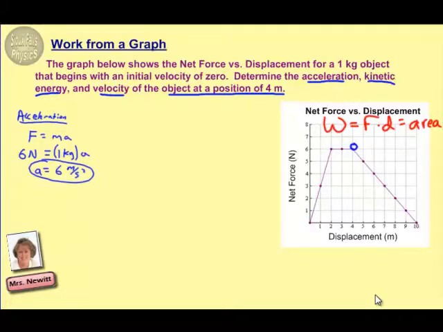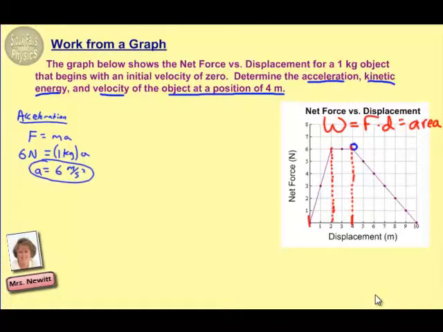So if we are looking here at a distance of 4 meters, basically we need to find the area from 0 to 4. This can be broken down into two shapes. One is a nice tall triangle here at the beginning, and then secondly is a nice tall rectangle.